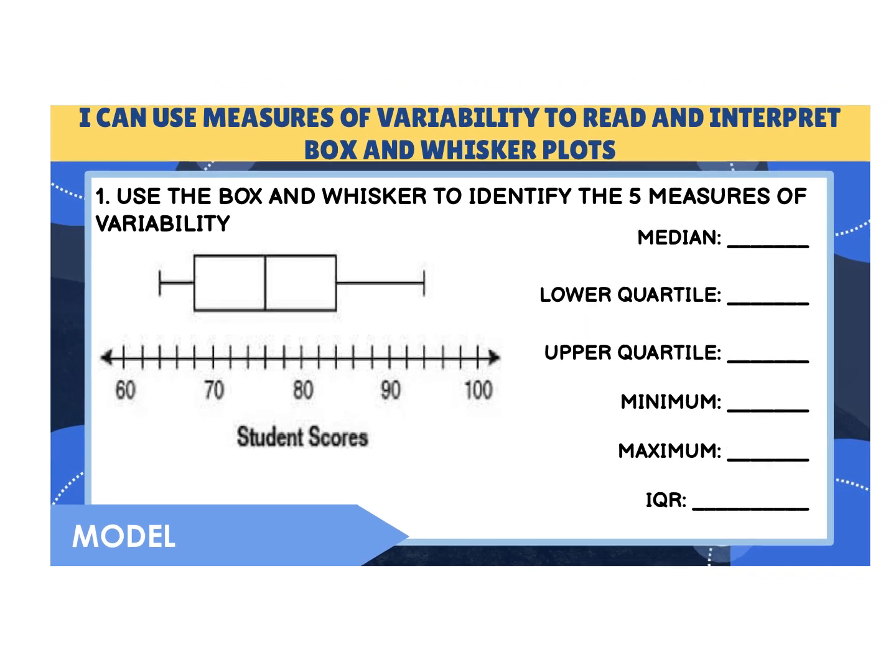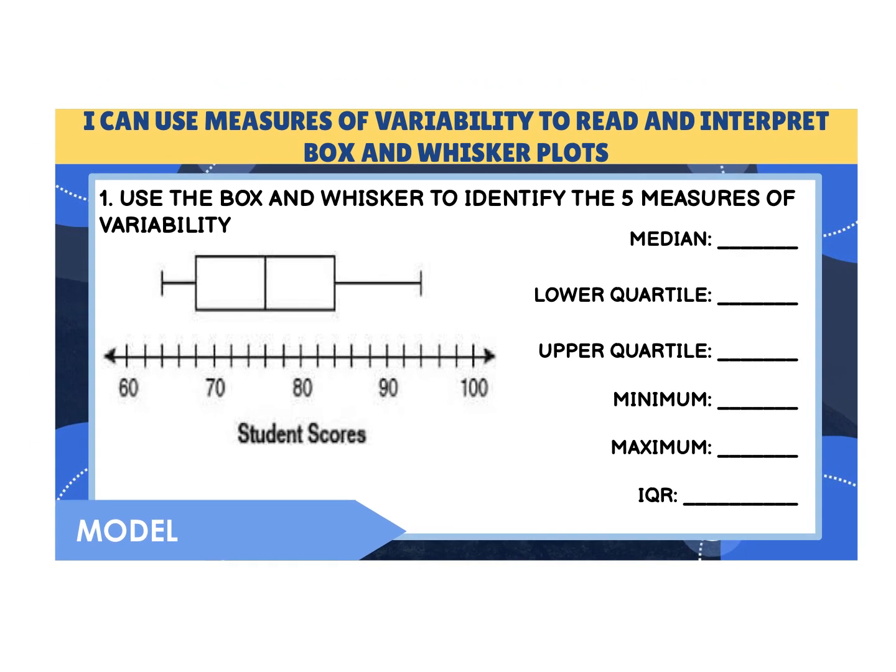It says use the box and whisker plot to identify the 5 measures of variability. Well, the easiest ones to find are the minimum and maximum. So the minimum here would be our lowest number, which is here. It looks like it's going by 2s: 62, 64, 66, 68, 70. So our minimum is 64. And our maximum would be right here, which is 90, 92, 94.